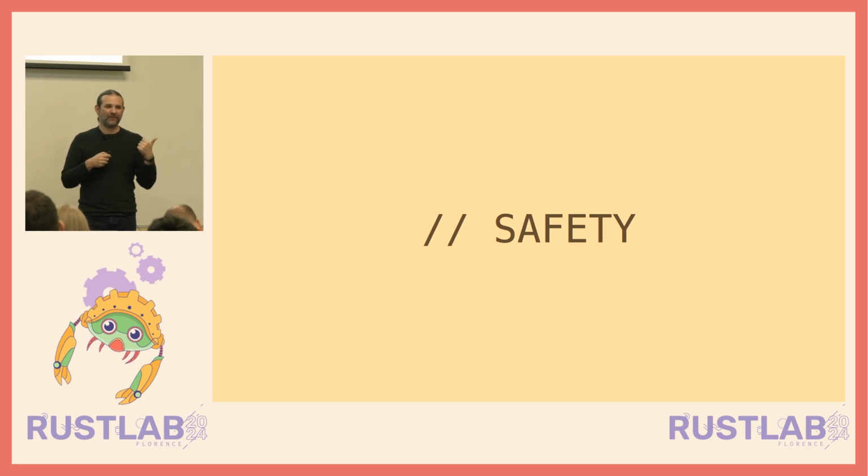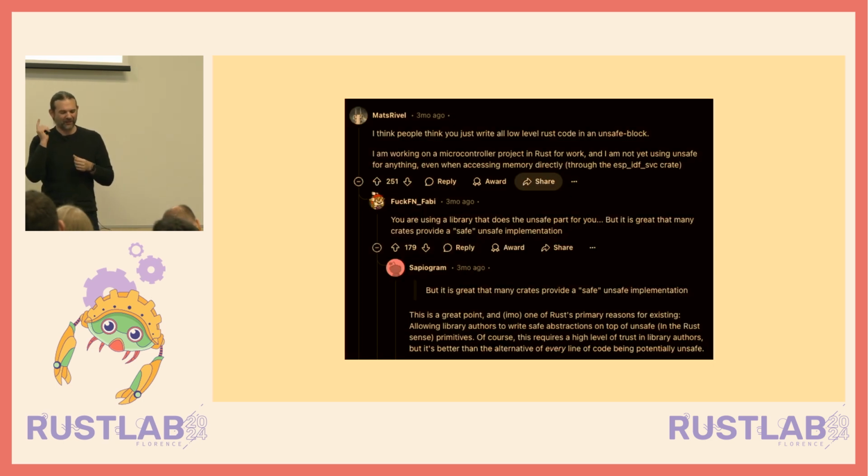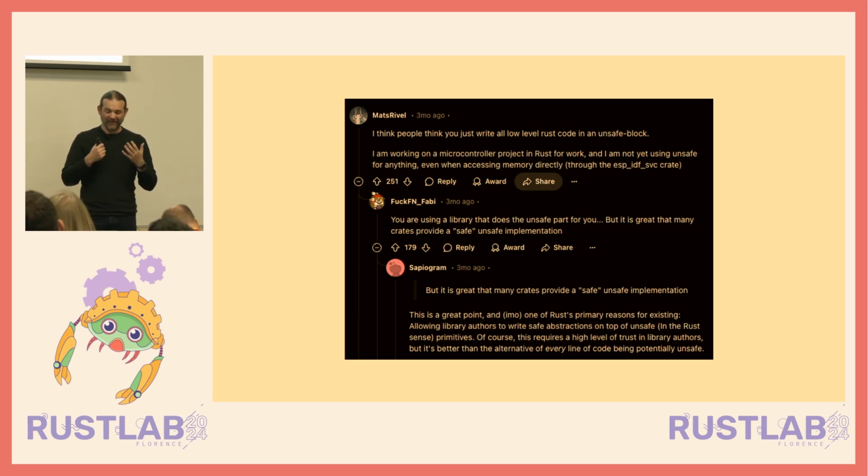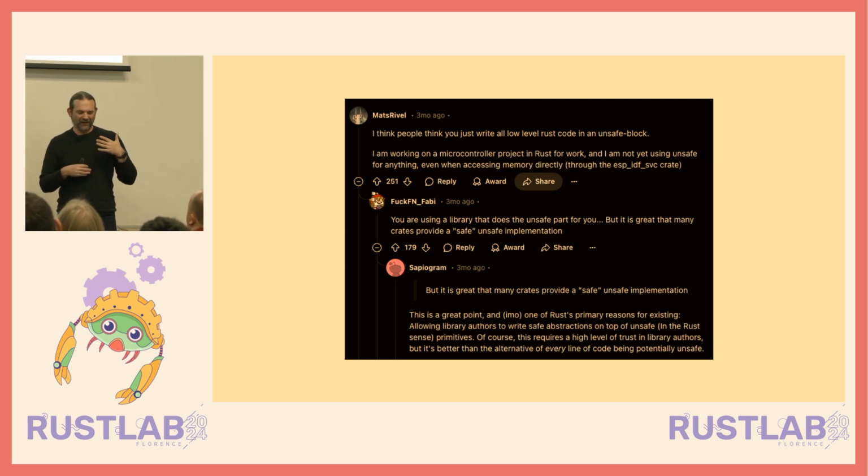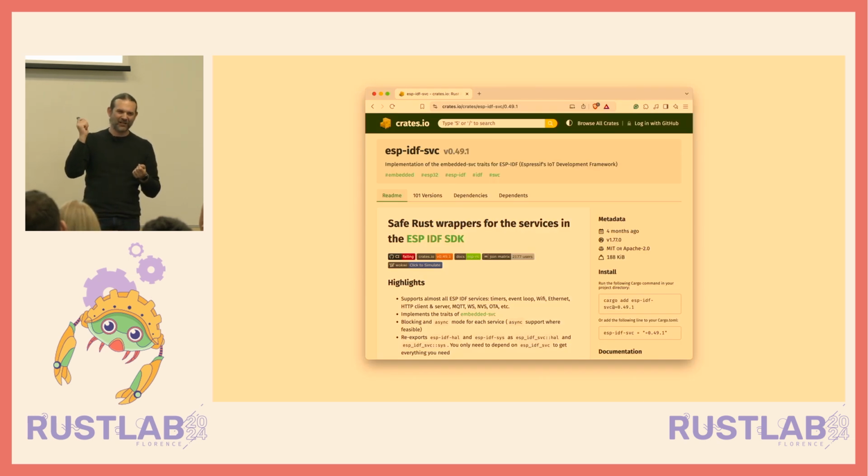And I spoke to a couple of people. Yeah, at times you have some unsafe code that you want to use. But I loved it coming from this one particular post in one of the threads from those Reddit posts I've shown you earlier, because some user says that people think that if you write low-level code where you work with microcontrollers, operating systems, whatever, that you write all that code in a huge unsafe block. And that's not the case. They are working with a microcontroller where they haven't written a single line of unsafe code, even when accessing memory directly. And that's because they use this ESP IDF SVC crate, a first-party crate from the Espressif folks for the hardware, safe abstractions for the hardware, and this is excellent.